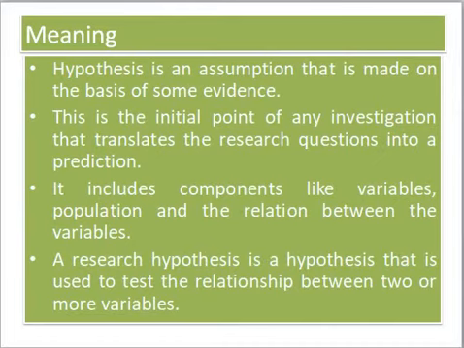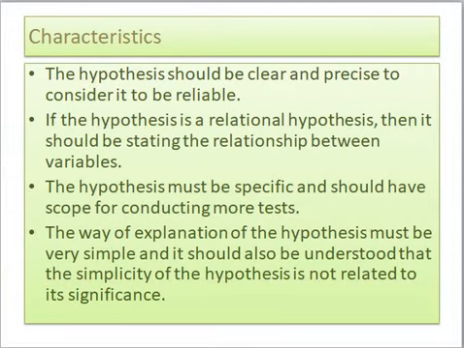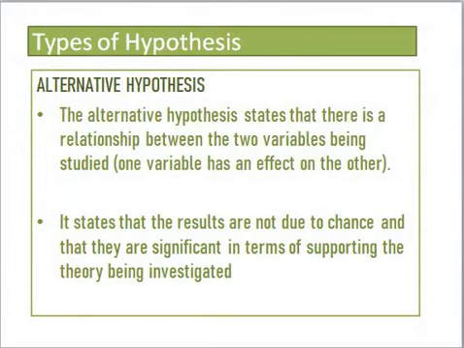Now we can go through the characteristics of hypothesis. After going through characteristics, we can move to types. As I had mentioned, it should be clear and precise. Then a hypothesis is relational, so it states the relationship between different variables. Then it should be very specific, only then can we give it for testing. Then it should be explained in a very simple manner and should enable us to understand the concept in a better way. So now we are moving to types of hypothesis.